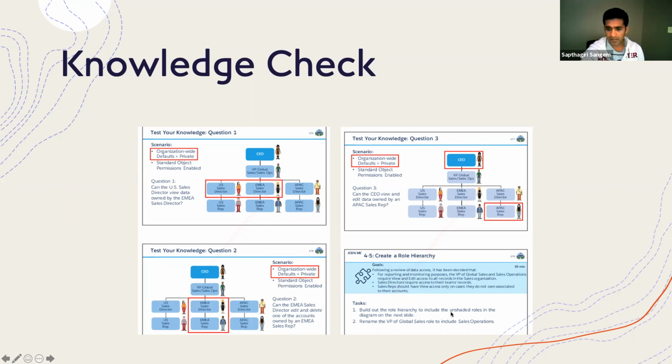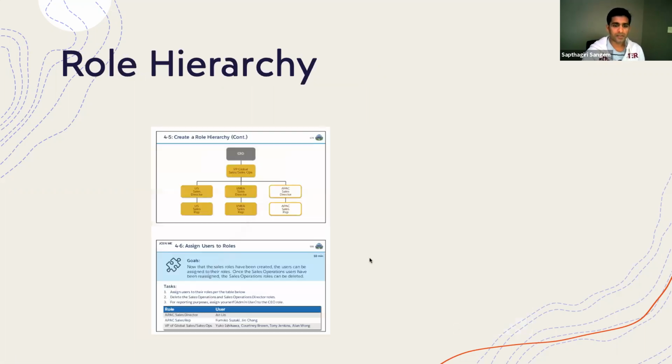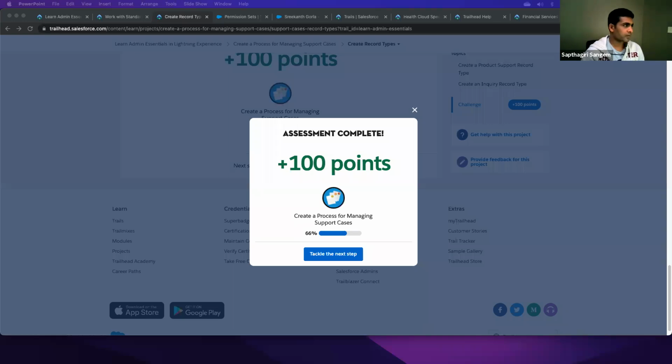Build out the role hierarchy to include shaded and unshaded roles. On the next slide, rename the VP of global sales and global sales role to sales, include sales operation. So let's see the slide. Basically, this is the unshaded one. They want us to create this Asia Pacific sales director and Asia Pacific sales rep, two roles. And this is very straightforward. So let me just quickly create one.